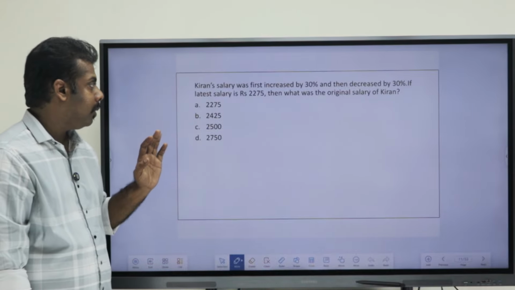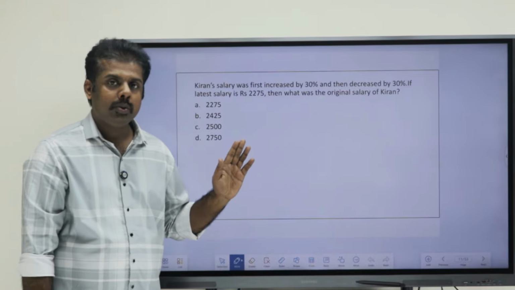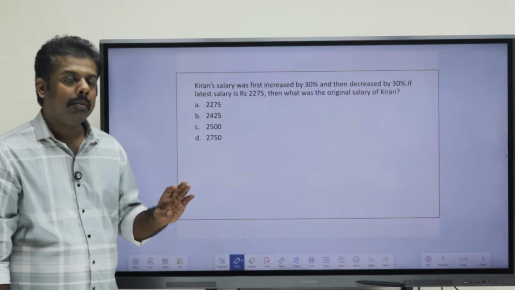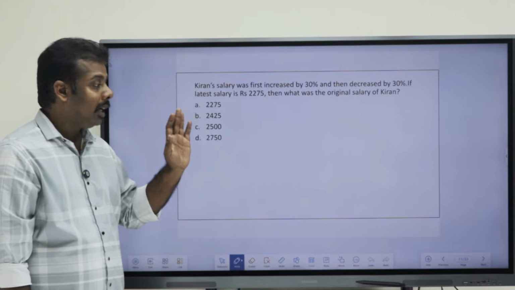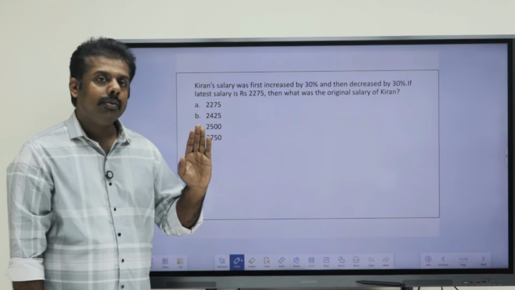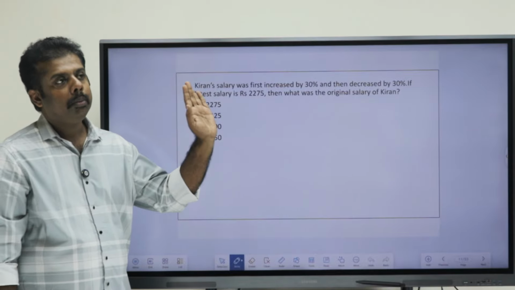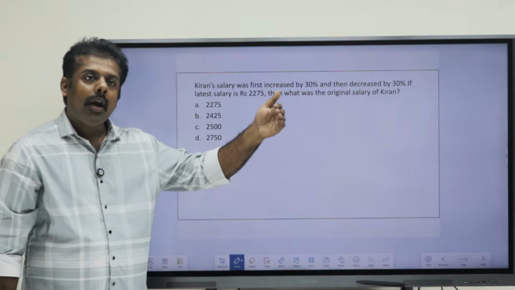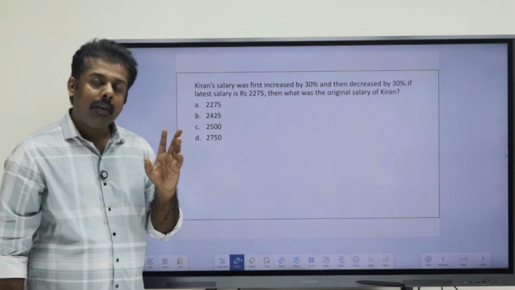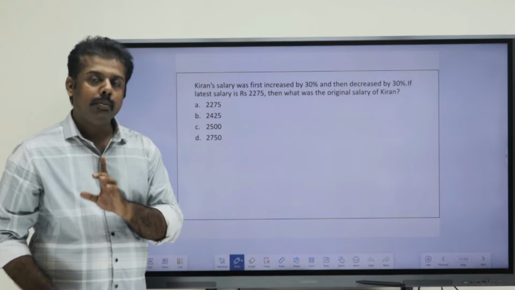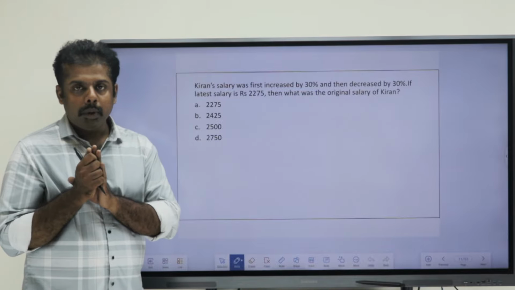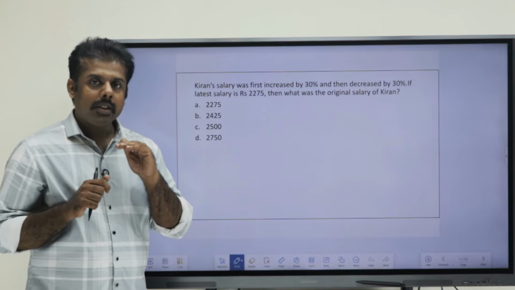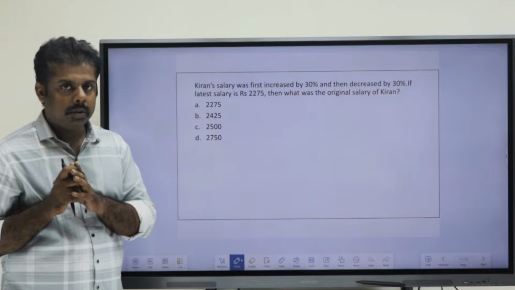Many of you might just mark the answer as 2275 and move to the next one, but that concept is wrong. If we are increasing a number by a percentage, in this case 30, and we are reducing that by 30, the value won't be the same. That is an important point that we need to remember. Now, we will be discussing how we can approach this question.